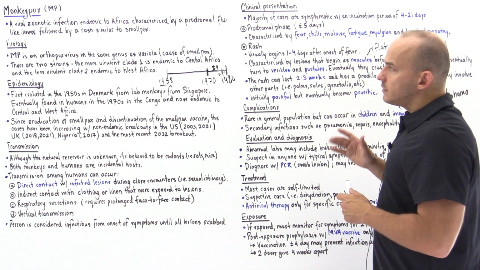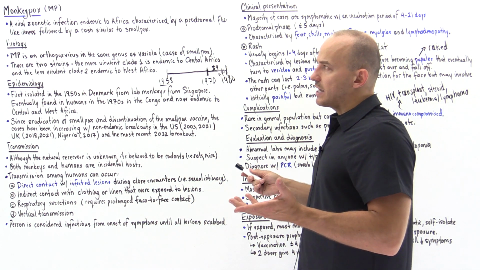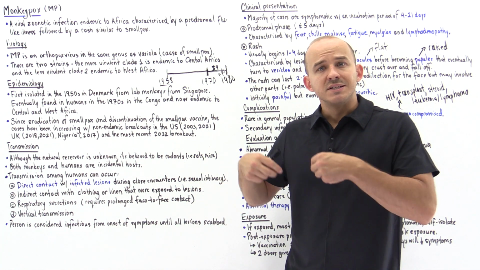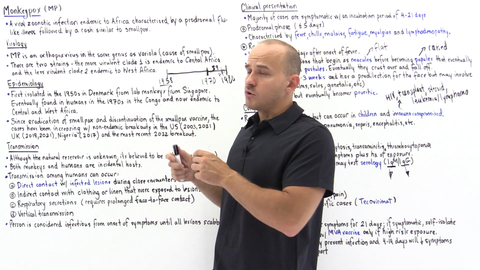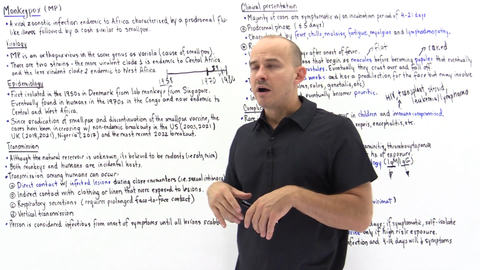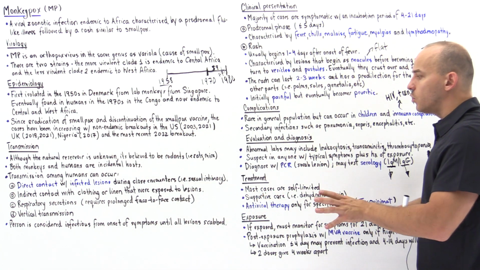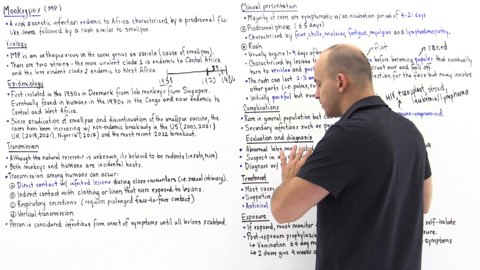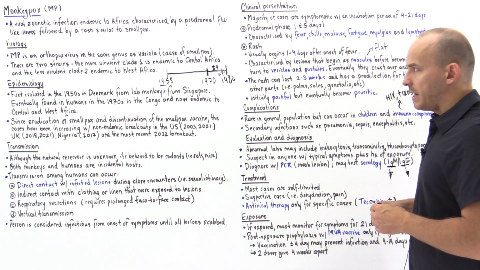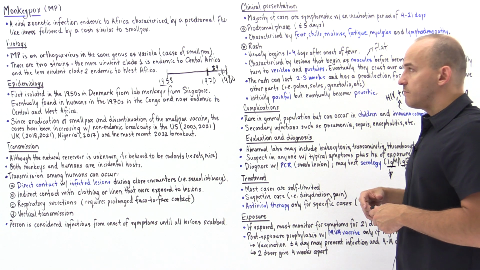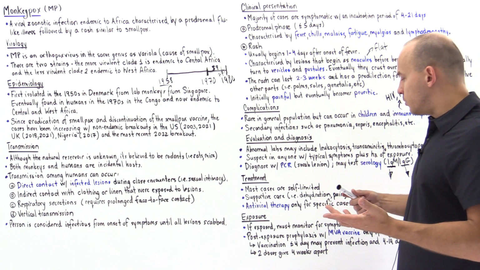Treatment. Luckily, in the majority of cases, we don't actually have to treat the patient, because for the most part, the infection will be self-limited, meaning our immune system will have no problem dealing with that infection on its own. It's just going to take time. And in most cases, it's just supportive care. So if the patient feels nauseous, we can give them anti-nausea medications. If they're dehydrated, we can give them fluids.